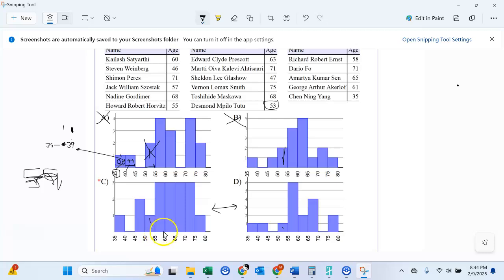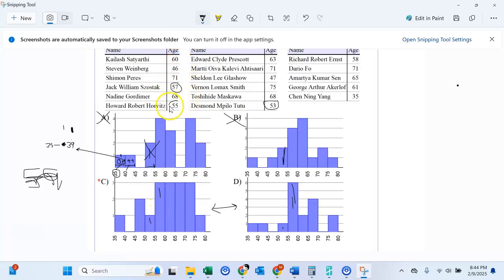So let's see, 55 to 60 is 3 here. 55 to 60 is 6. Okay, so this one says 55 to 59. Again, it's not 60, 59. There's 3. 55 to 59, there's 6 in this bar. Okay, so let me count 55 to 59. I'm sorry, guys.